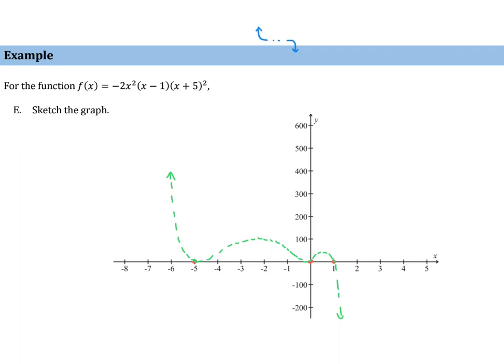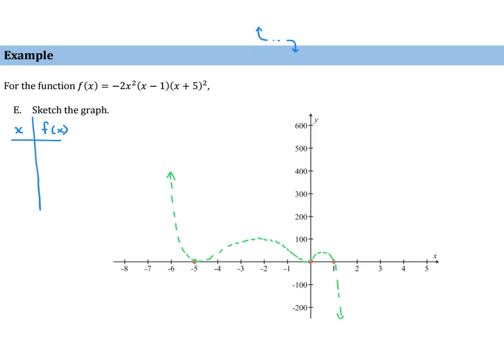But what we can do is now plot some additional points to see how much we go up to the left of negative 5, and between negative 5 and 0 we can get another point, and between 0 and 1 we can get another point, and then to the right of 1 we can get another point. So we're going to get additional points between our x-intercepts and then beyond our x-intercepts. So let's make a table of values.